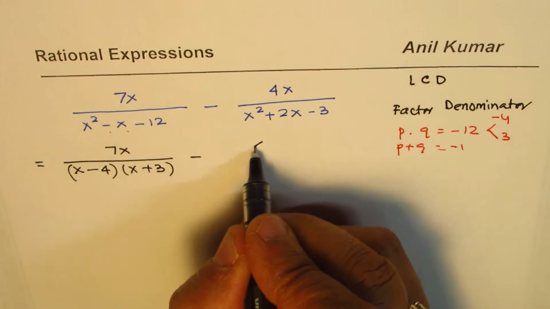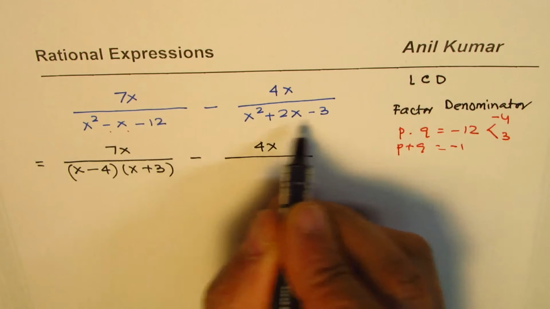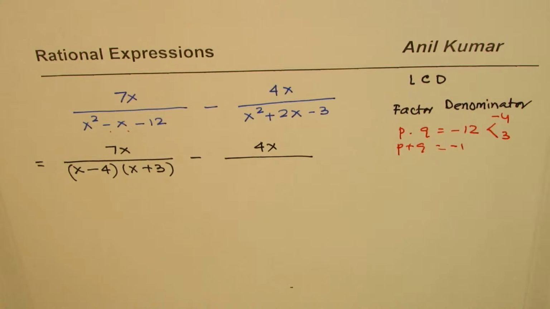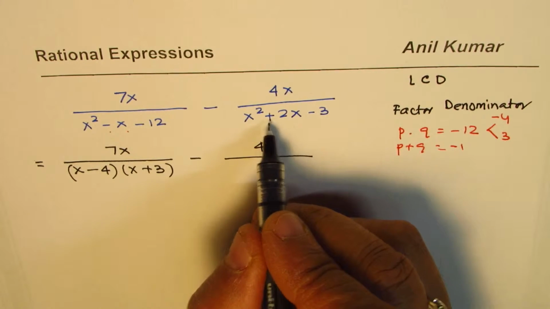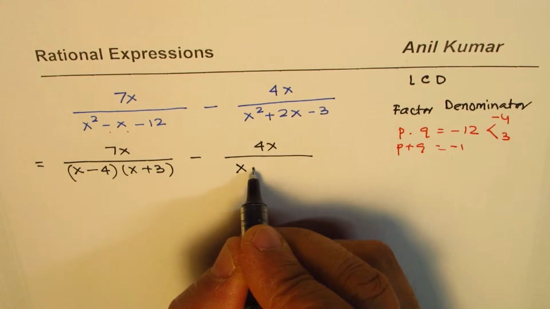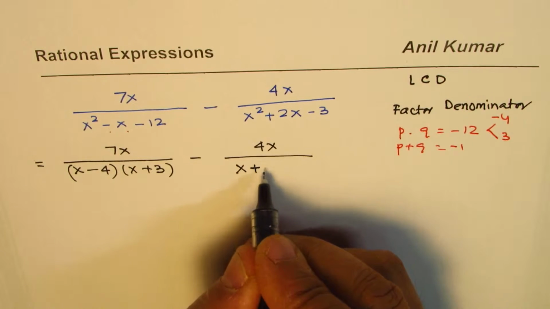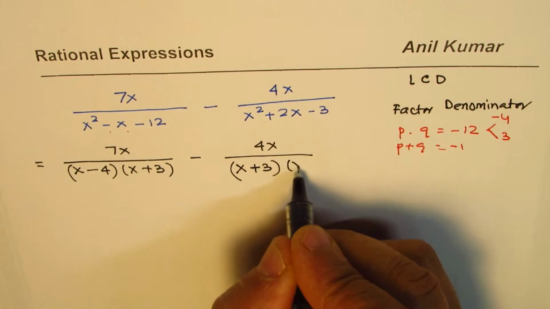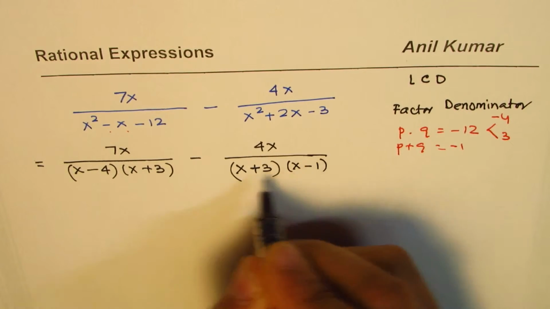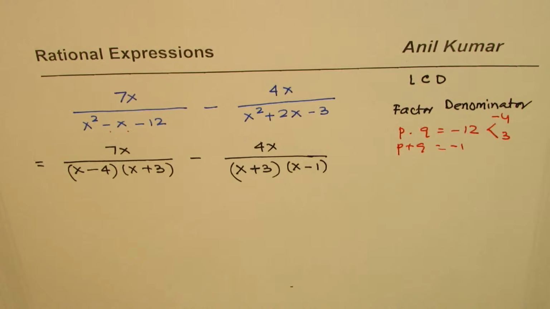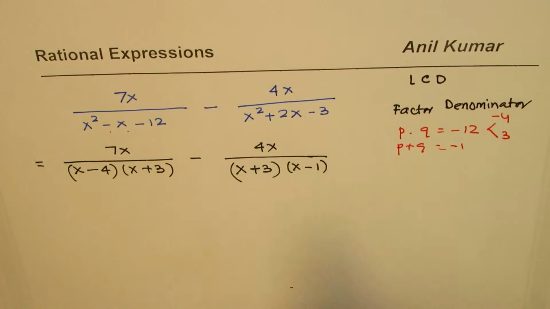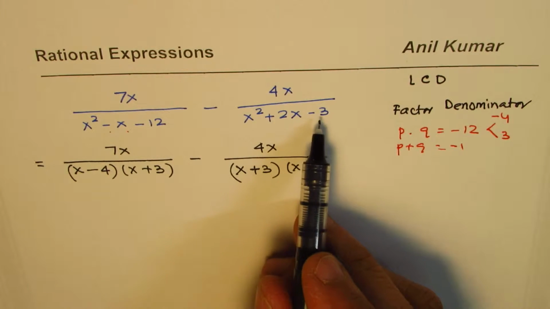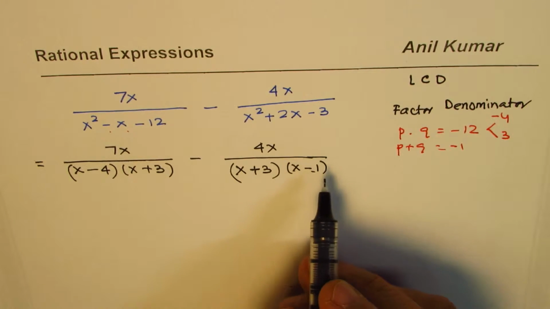Take away 4x divided by, now you need to factor this also. We're looking for a product of minus 3 and a sum of 2. The bigger number is positive, and therefore I can write this as x plus 3 times x minus 1, correct? By now you're good enough at factoring, so we are not getting into the details. You can check my videos on factoring if you have doubts on these things.